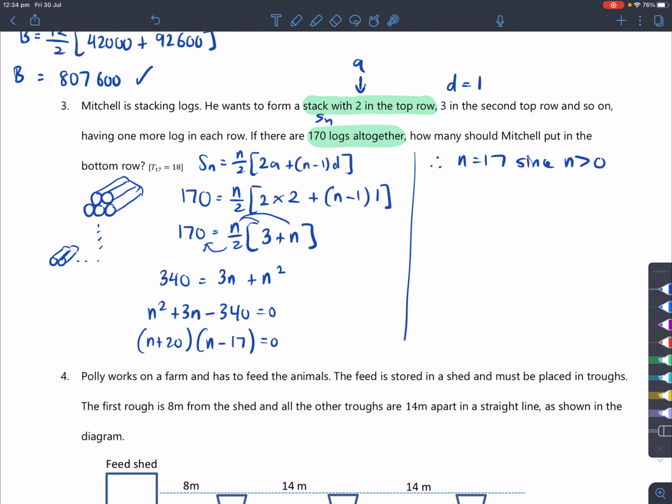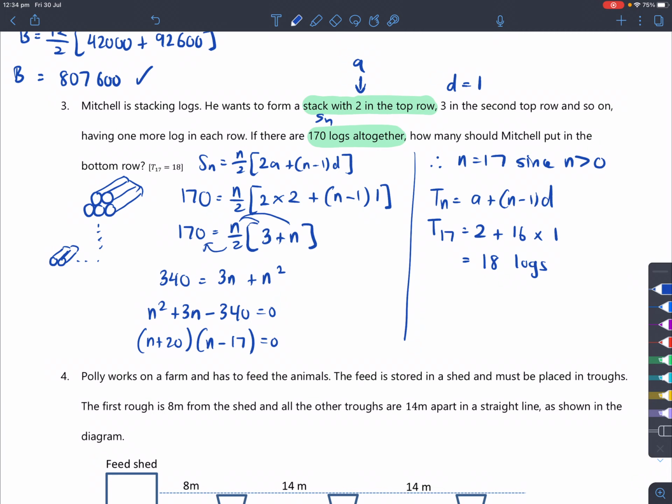So, the question now says, how many should Mitchell put in the bottom row? The bottom row represents the 17th row. And how many belongs to that row represents T17. Tn in this case is A plus n minus 1 d. So the 17th row, which is T17, should equal A, which is the number of logs in the first row, number 2, plus 16, because it's 17 minus 1 in brackets, that's 16, times d, which is 1. So there'll be 18 logs in the 17th row, and that's how you do it.